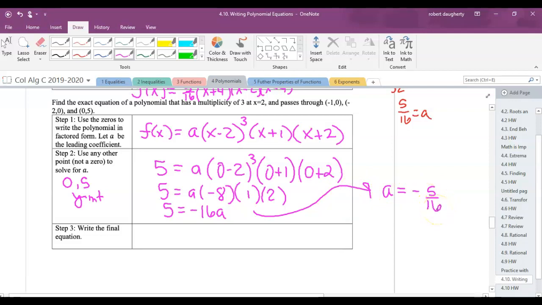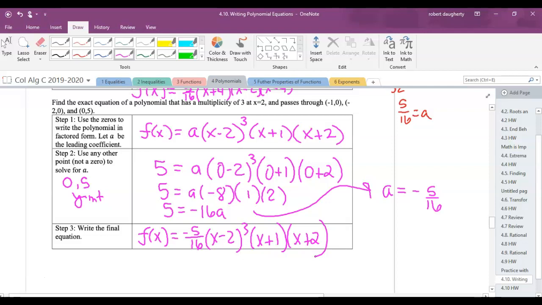A is negative 5 over 16, right? So what's my final answer? f of x equals negative 5 over 16, and then what? Yeah, all this other stuff: (x minus 2) cubed, (x plus 1), (x plus 2).